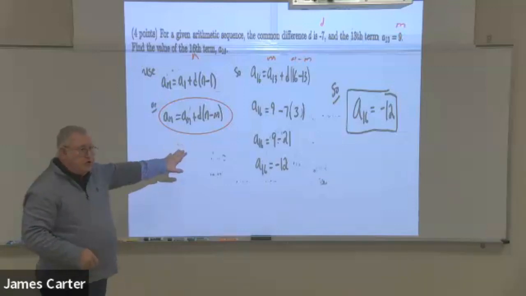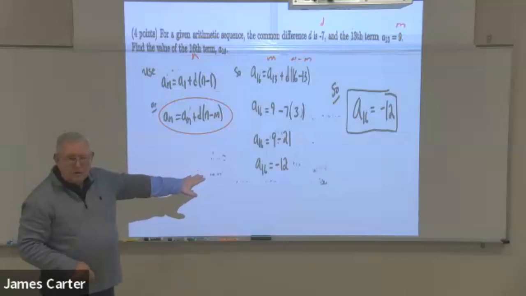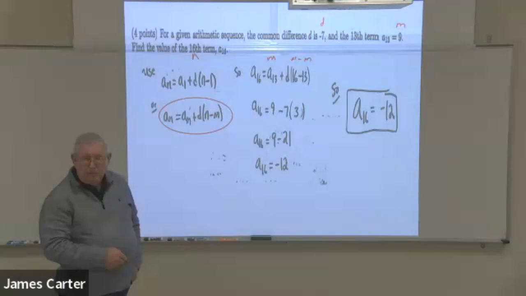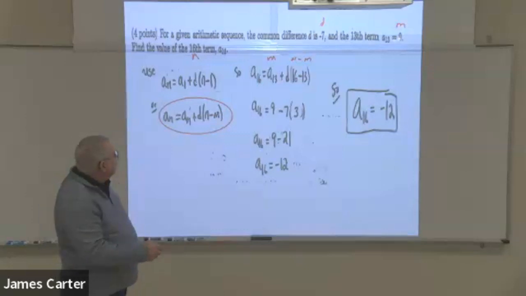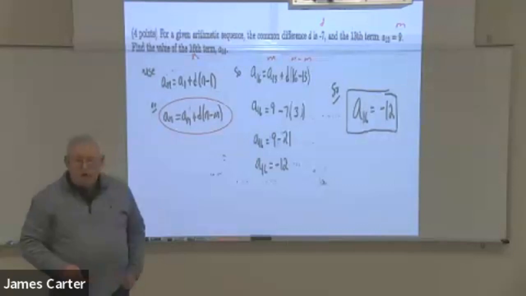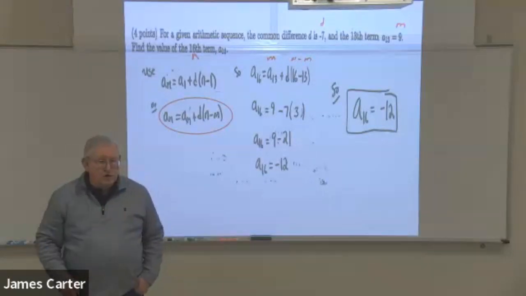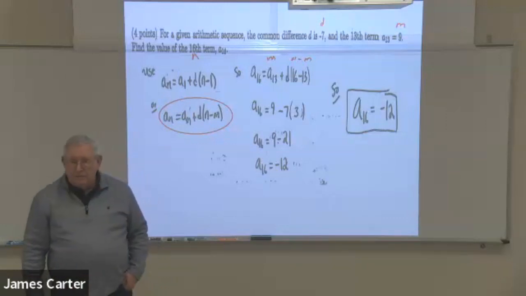Now, when do you use this alternative one? We don't know the first term. We know some term in the middle. We know its value. There's another term we want to know. That's when you use this alternative formula.